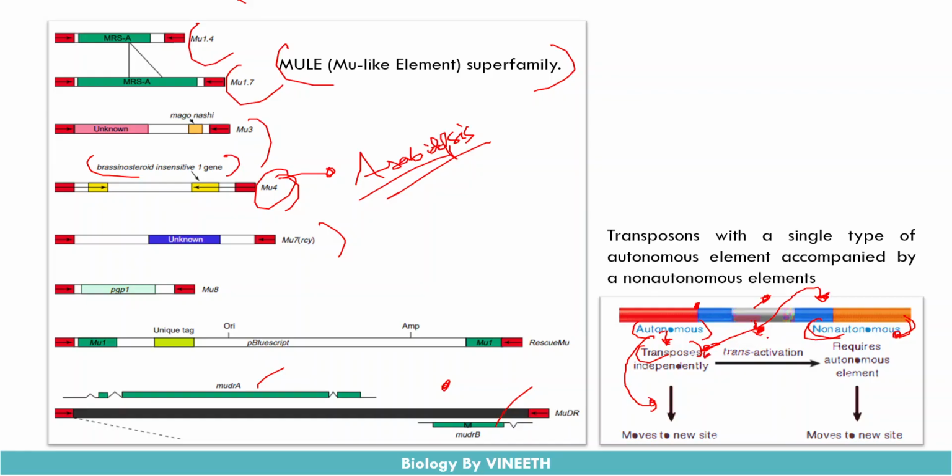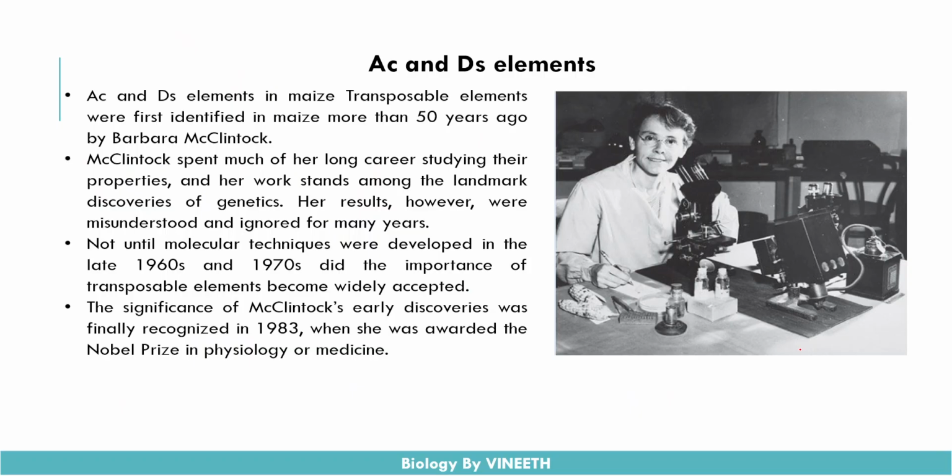The enzyme of this autonomous element, and then it moves into different sites. So this is about the mutator transposon, which majorly causes mutagenesis, mutations in the maize plant. They are the major transposons responsible for the mutations.